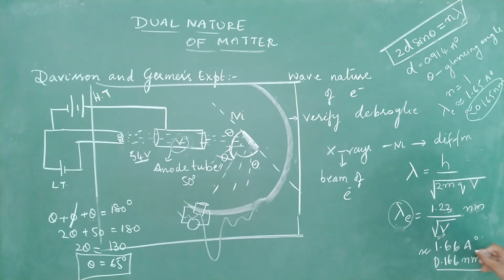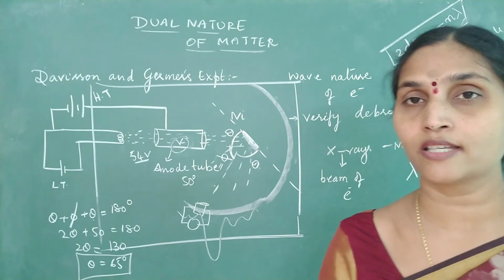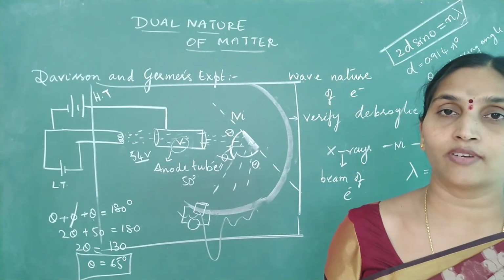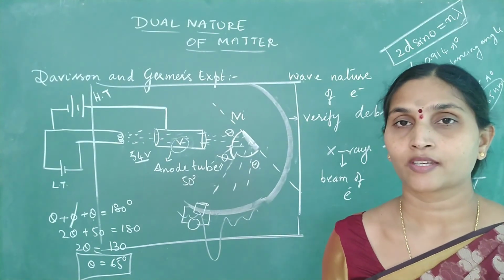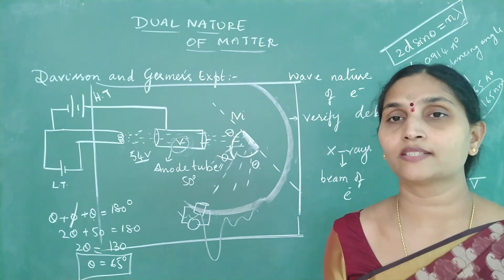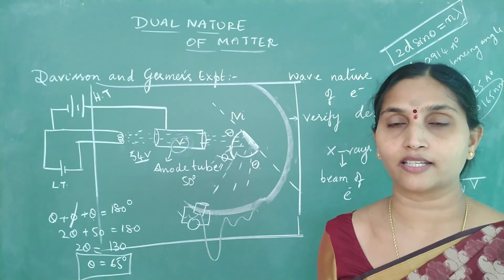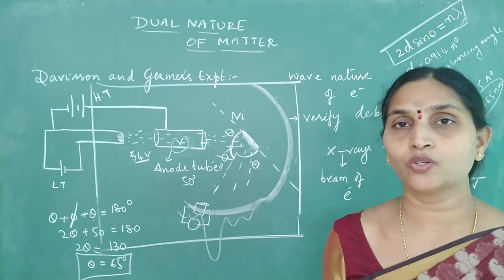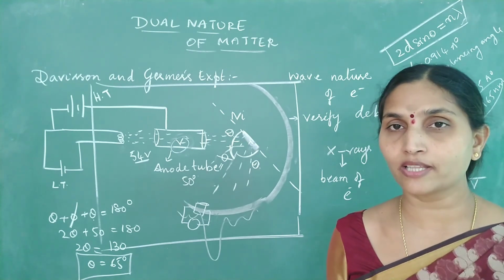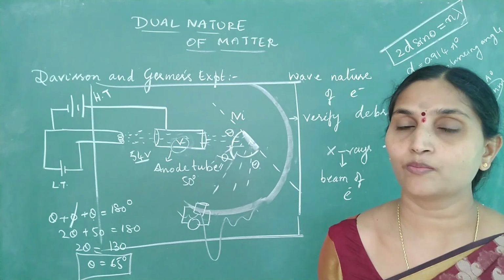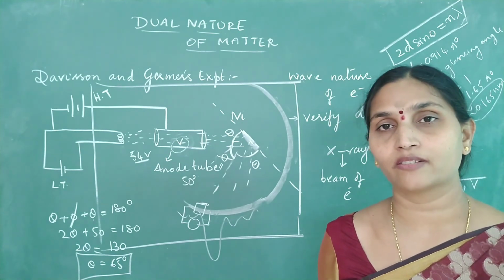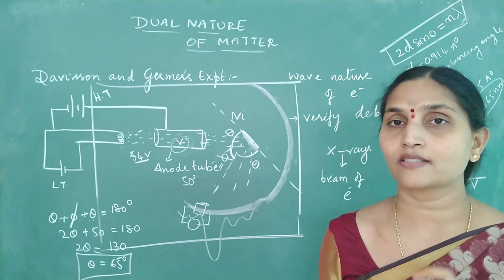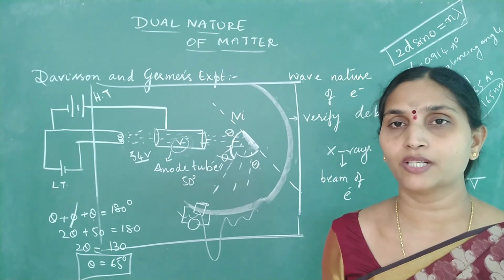Now observe the two relations. Bragg's equation as well as de Broglie's equation has given you almost the same answer. So this proves that de Broglie's equation for matter waves is correct. So it was this one experiment explaining two concepts. First is proving the wave nature of electron. Second, proving that de Broglie's equation for matter waves is correct. So this is the significance of Davisson and Germer's experiment.